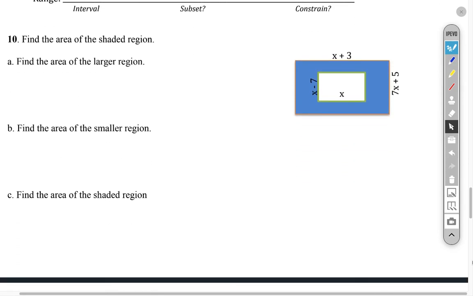All right, number 10 says to find the area of the shaded region, which is going to be this blue section right here. In order to do that, we need to find the area of the larger region and the smaller region and then subtract. So our larger region, remember, area equals length times width.